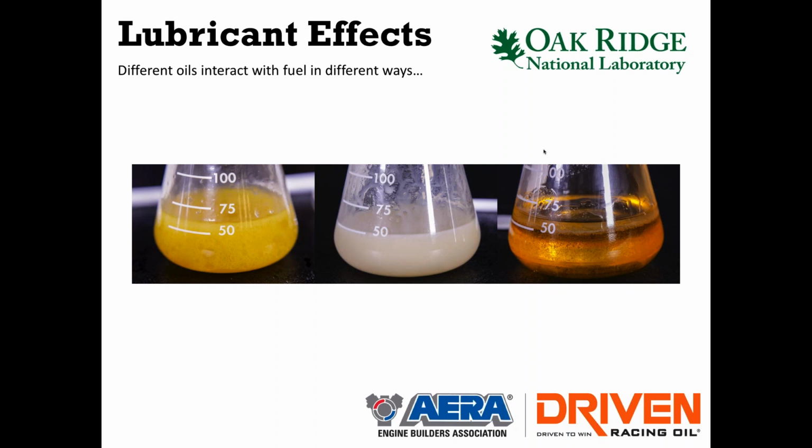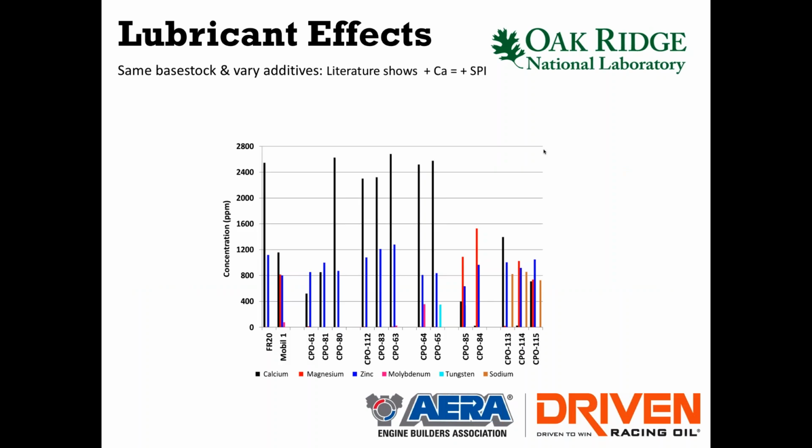In theory, the one in the middle would be the very worst for low speed pre-ignition, because you're trapping those things and keeping the oil and the fuel mixed together, and that mixture is going to have a lower octane value, and that could be a big problem. So we were going to try to understand that, because those are just 3 commercial oils, right?